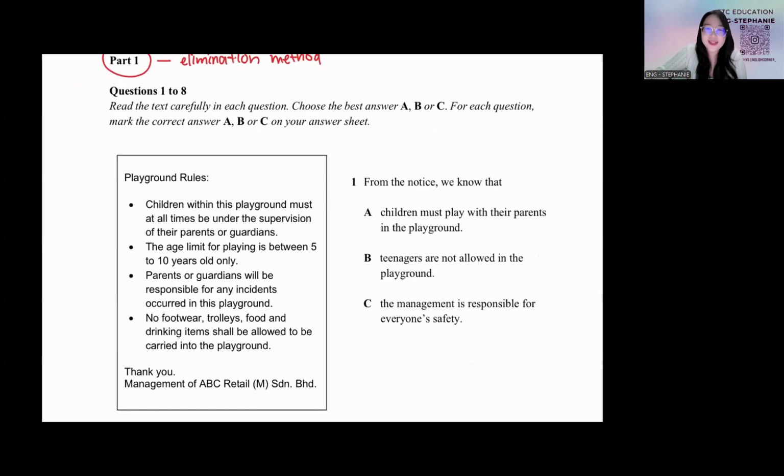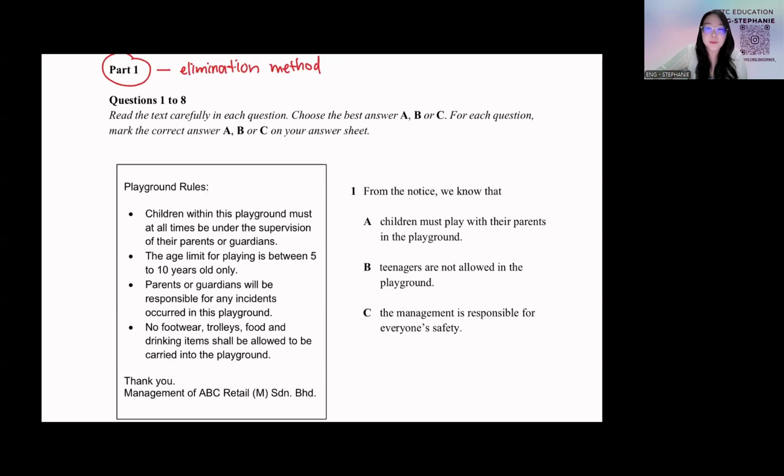Okay, let's do one. For example, this question number one here. From the notice, we know that what? Playground rules. Children within this playground must at all times be under the supervision of their parents or guardians. The age limit for playing is between 5 to 10 years old only. Parents or guardians will be responsible for any incidents occurred in this playground.